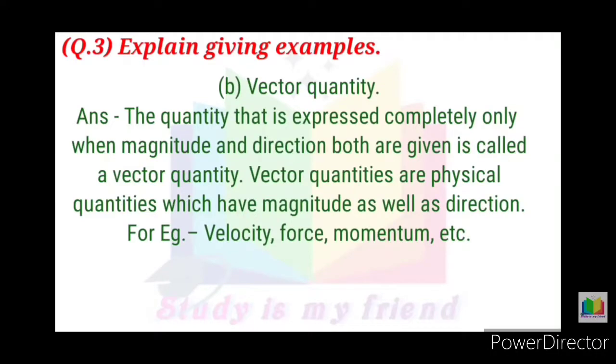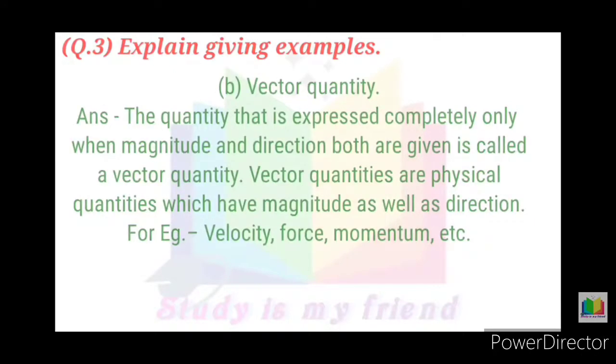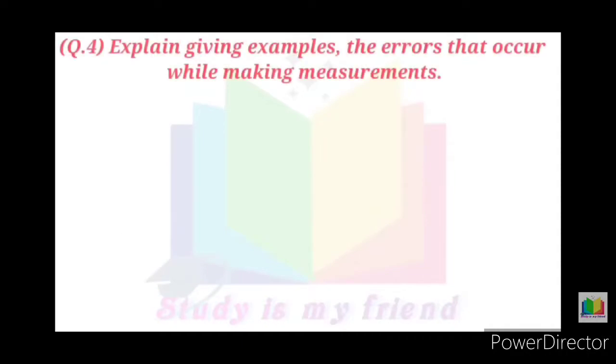Question B. Vector quantity. The quantity that is expressed completely only when the magnitude and the direction both are given is called a vector quantity. Vector quantities are the physical quantities which have the magnitude as well as the direction. For example, velocity, force and momentum are vector quantities.